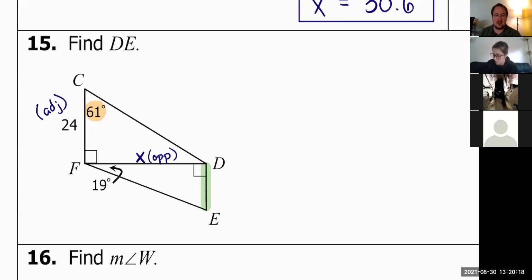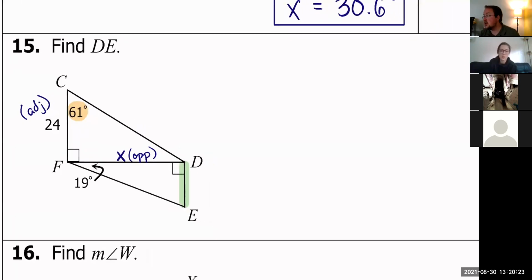I have the opposite and the adjacent. Which trig function am I going to use? Tangent. So I'm going to have tangent of my angle, which is 61 degrees. It's going to equal the ratio opposite over adjacent. So in this case, X over 24.